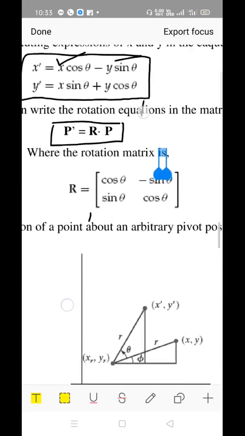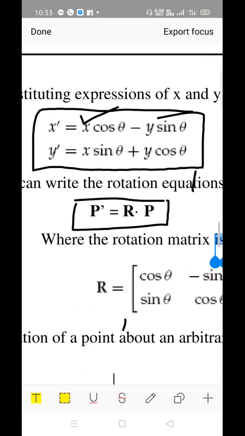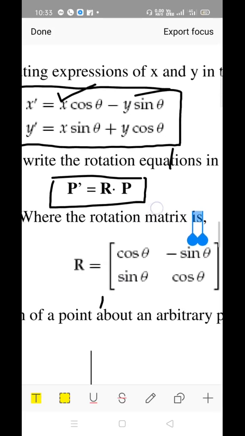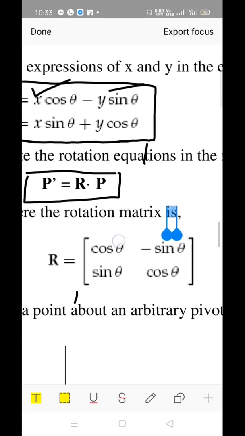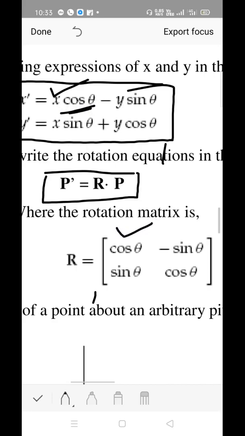So we are talking about this, right? x dash is x cos theta minus y sin theta. Observe the coefficients. For x dash, the coefficient of x we have to write over here in place of R. What is the coefficient of x? That is cos theta. What is the coefficient of y? Include the sign, minus is there, so minus sin theta is the second parameter.